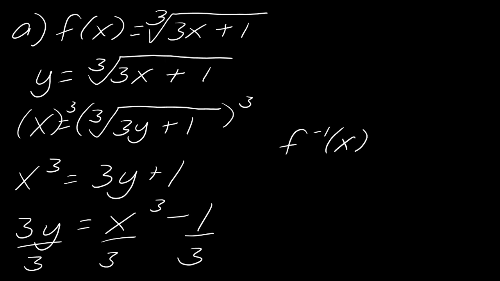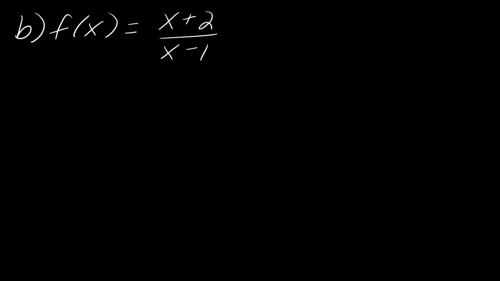So ultimately, this is going to leave me with f inverse is equal to 1/3 x cubed minus 1/3. And so that would be my inverse in this case. Okay, so next I've got x plus 2 over x minus 1. So once again, I think this can be a harder example.